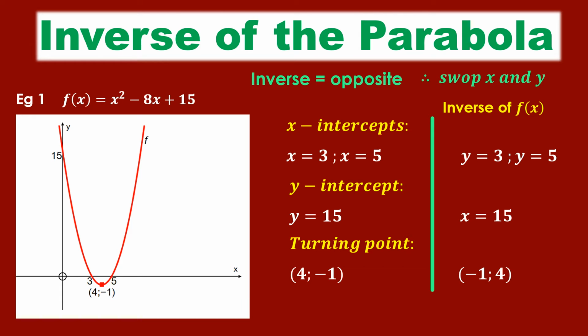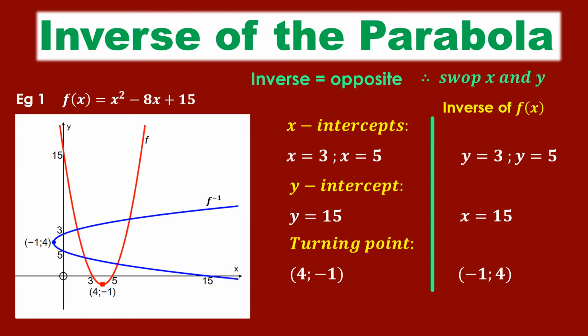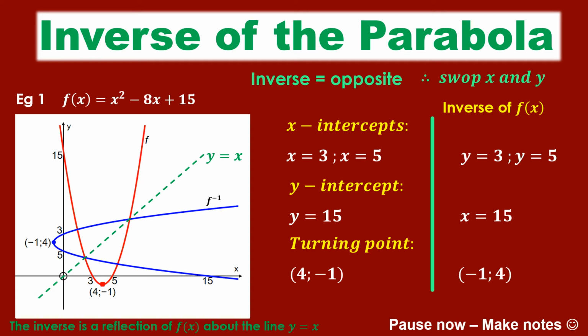And if we plot these 4 points on the graph, we end up with what looks like a parabola, but on its side. What we have in fact sketched is a perfect reflection over the line y equals x. So by swapping x and y, we're actually sketching an inverse function, which is a reflection over the line y equals x. Pause the video now so that you can make some notes.